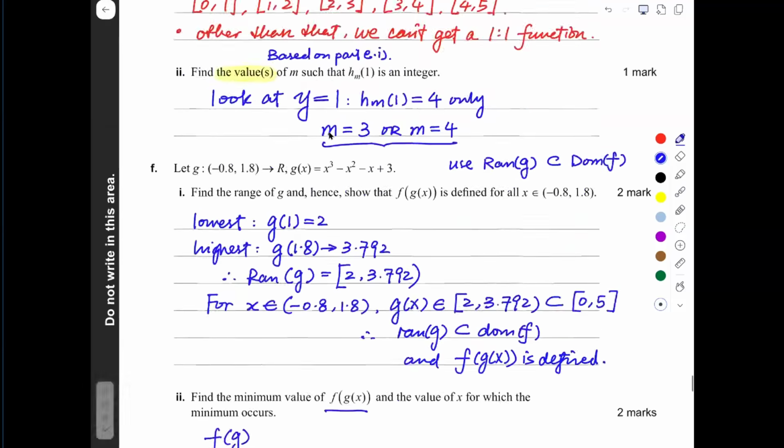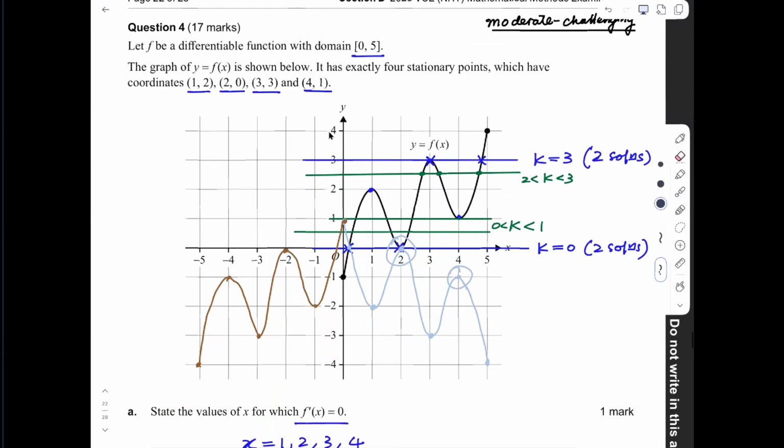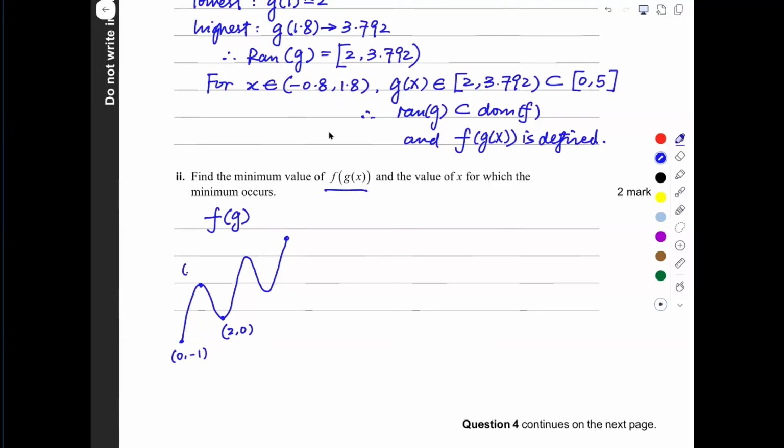I'll get a quick sketch. So that's that. Okay. So we know this point was (0, -1). This was (2, 0). This is (1, 2), I suppose. This is (4, 1). This is (3, 3). And this is (5, 4).